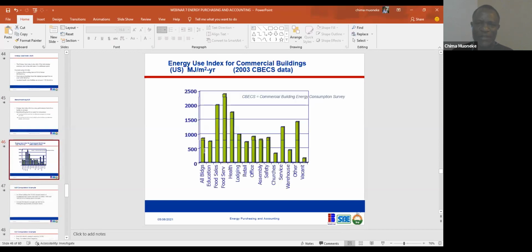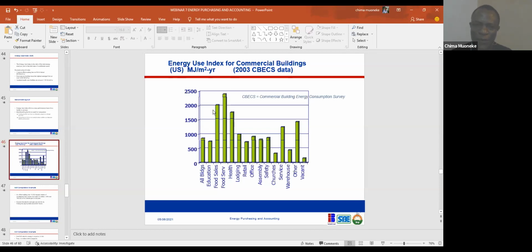I've talked so much about energy use index, and now in the US they have done research to establish the energy use index for several sectors of the economy. So for education, the energy use index is about 800 megajoule per meter square per year. The highest is food service. Food service has the highest energy use index, so it consumes more energy in the US than any other sector.